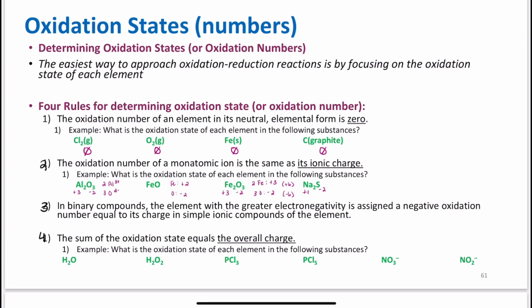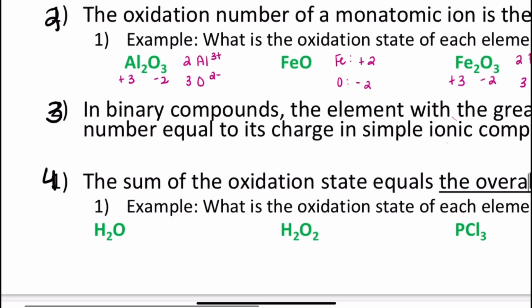The last one: the sum of the oxidation states equals the overall charge. So if you've got a species that is charged, it does have to equal that overall charge. So for H2O, H2O2, PCl3, PCl5, NO3 negative, and NO2 negative, we can see that we're going to have slightly different charges for the elements that we have. So let's look at each one.